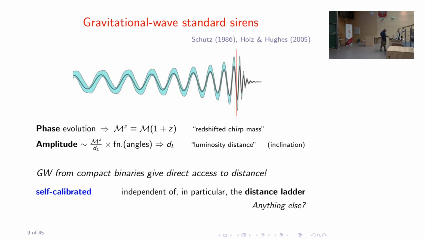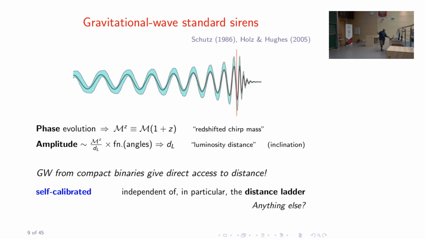The only caveat here is there is also this multiplication by some function of angles, which could be a slightly complicated function essentially of the inclination. And I mentioned earlier that we are not very sensitive to inclination. We measure it to some extent, but not very well. So this induces some kind of a degeneracy between distance and inclination, which I'm also going to come to again in a few slides.